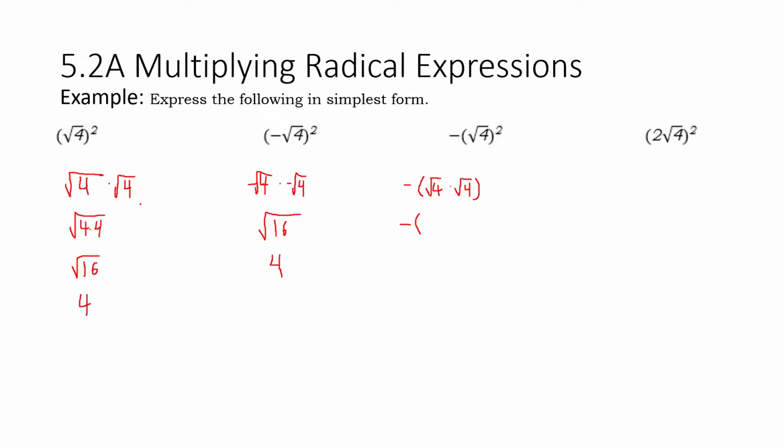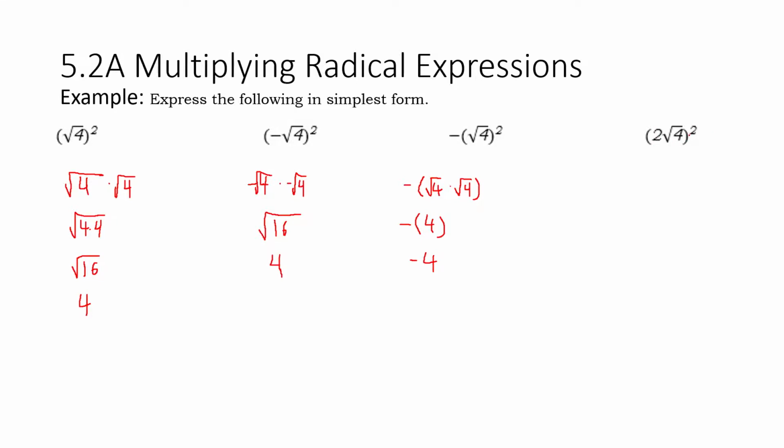Root 4 times root 4, we already did that one. It's going to work out to be 4. Now the negative of 4 is negative 4. Where the negative is matters in terms of how to square it. If the square includes the negative, then that negative needs to be squared as well. If the square doesn't include the negative, that needs to be applied after you've done your exponent work.